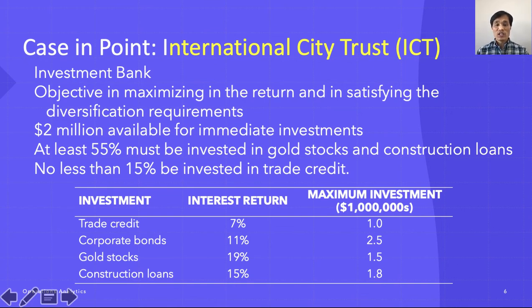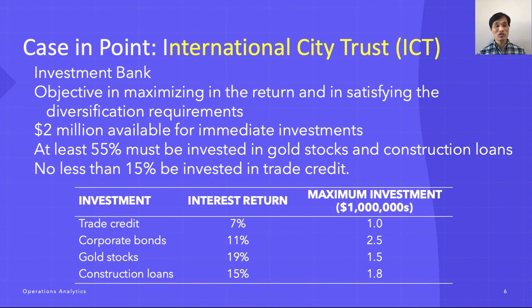The board needs to decide how to set the best portfolio given these interest rates and also the investment caps. And they also have 2 additional constraints. The first is that at least 55% must be invested in gold stocks and construction loans. And the second is that no less than 15% of the fund be invested in trade credits. So at least 15% has to be invested in trade credit. So given this objective and constraints, what is the best portfolio that we can choose?